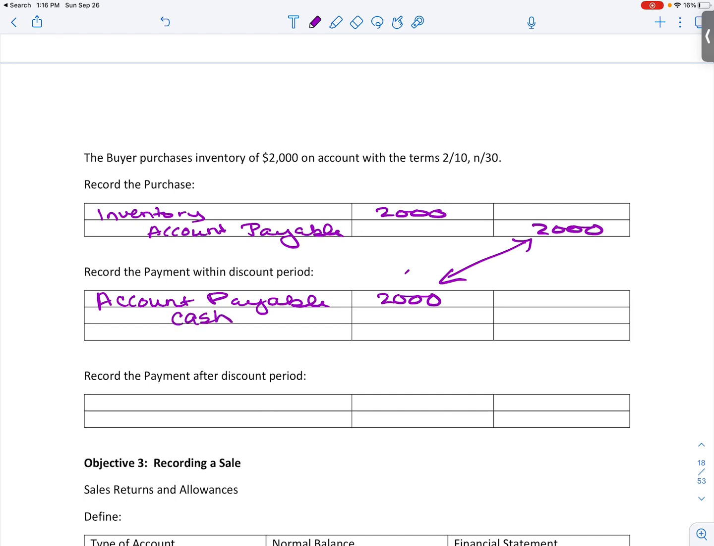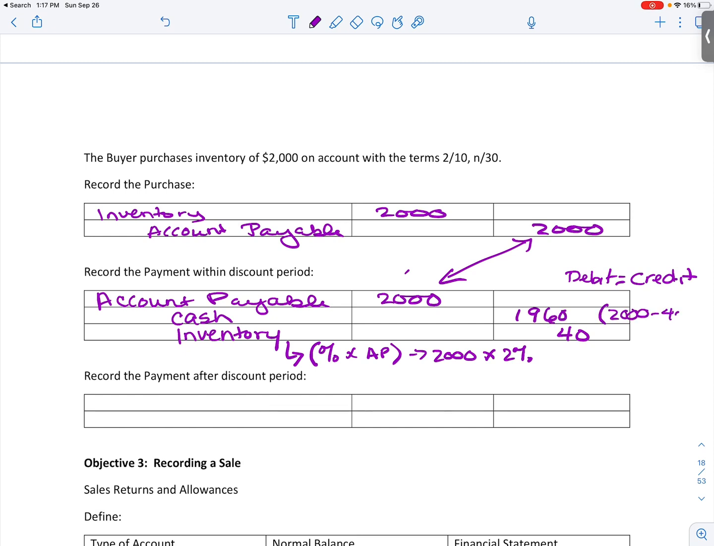We're going to credit our cash and credit our inventory, because the amount we pay for the inventory is going to be less. So our inventory amount that we're crediting is that percentage times your accounts payable amount, or here 2,000 times 2%, which I think is 40. Your cash amount, remember debits have to equal credits. So we're just going to figure out what our cash has to be, which is 1960, or 2,000 minus 40.